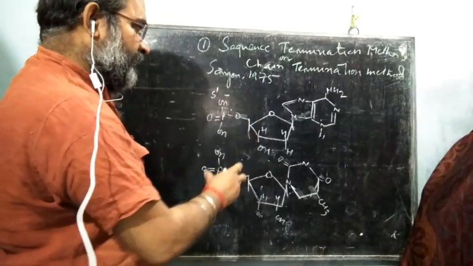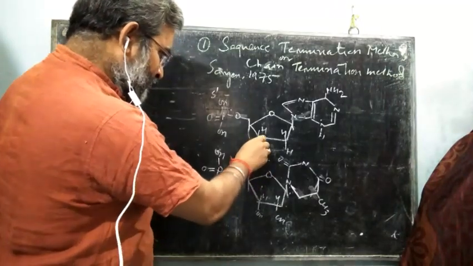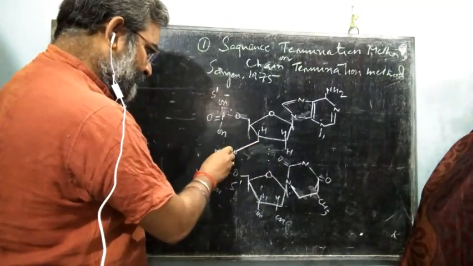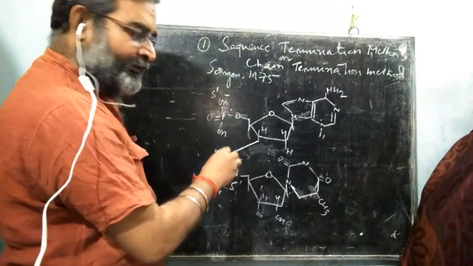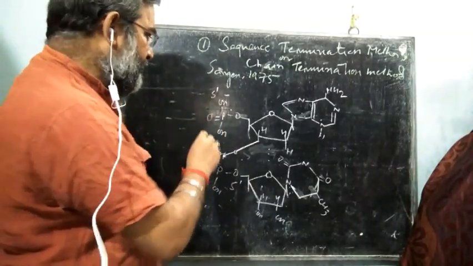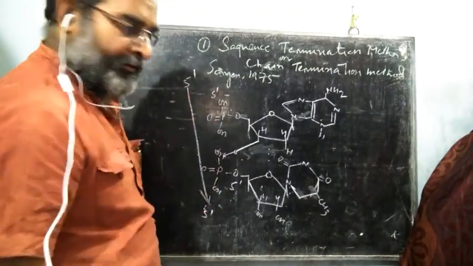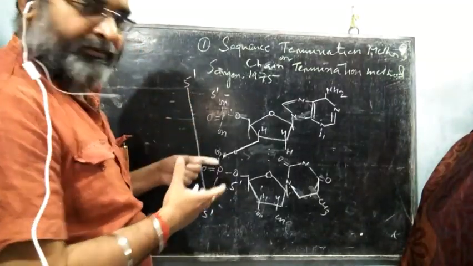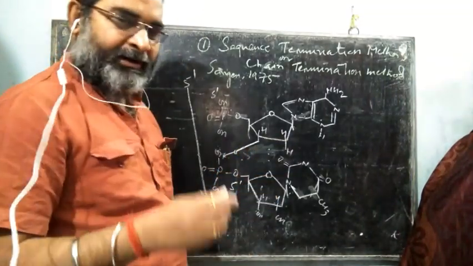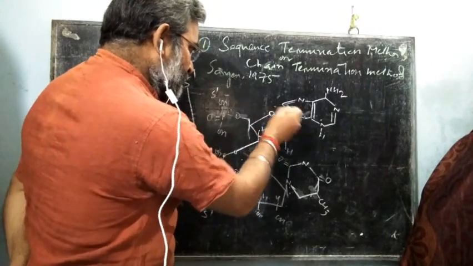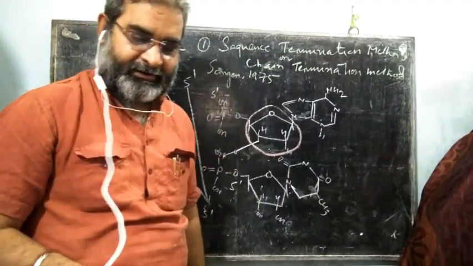And after the polymerization, after the formation of the nucleotide, these nucleotides are connected by the 3' and 5'. That means the direction of the polymerization is from 5' to 3'. It is the basic pattern of the polymerization. For the polymerization, this part is most important. That is the deoxyribonucleic acid.